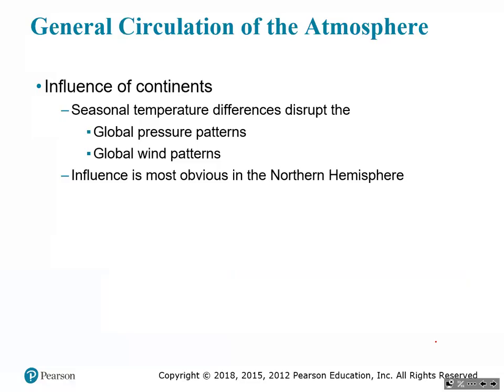Now, this is not only influenced by this cell pattern, the continents have an effect, because the continents change the way the air accepts water, but also they change temperature and such. So seasonal temperature differences disrupt the global pressure patterns and the global wind patterns. And the continents change temperature more than the ocean. So these effects are more obvious in the northern hemisphere than in the southern hemisphere, because the northern hemisphere has more land.